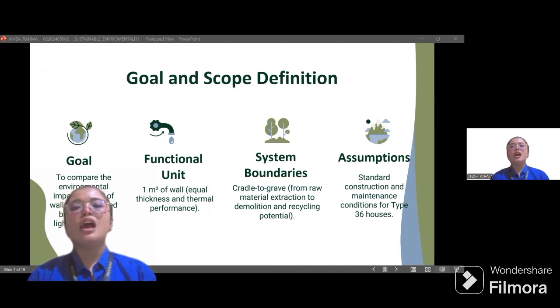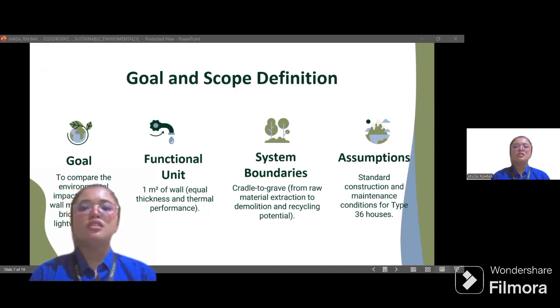For this goal, we aim to identify which material is more environmentally friendly in terms of natural resource use and emission generated. We also aim to provide recommendations for developers of type Rumah 36 to choose more sustainable material in their building construction and help consumers make better choices in terms of sustainability.